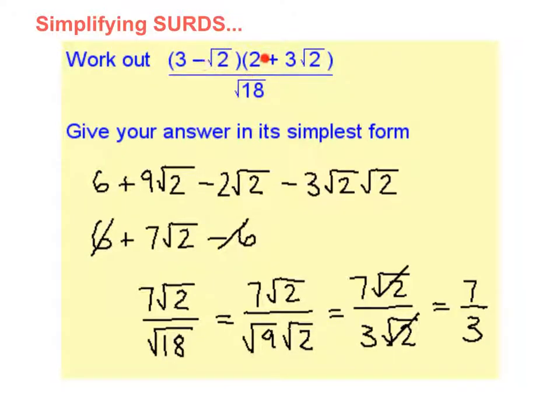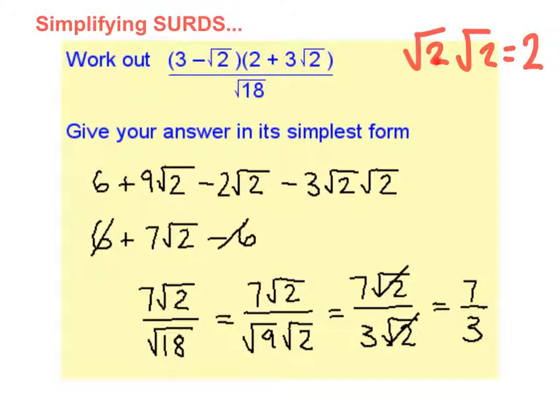Minus root 2 multiplied by 2 is going to be minus 2 root 2. And minus root 2 multiplied by 3 root 2. Minus by 3 is minus 3. And root 2 by root 2, we just stick them together. So we get minus 3 root 2 root 2. Root 2 is going to give us 2.